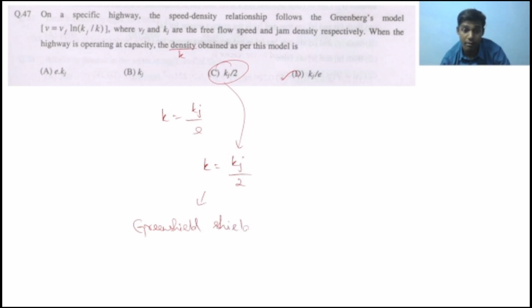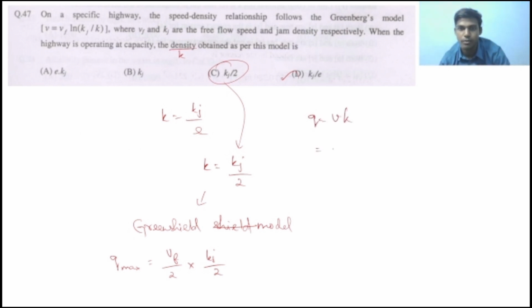If they have asked for the Greenshields model, the answer will be Kj by 2. We have seen that formula, that is Q max, the maximum flow, is equal to Vf by 2 into Kj by 2. Vf by 2 is the speed at maximum flow, and Kj by 2 is the traffic density. This answer, K is equal to Kj by 2, is arrived at by differentiating Q, and we all know that Q is equal to V into K.